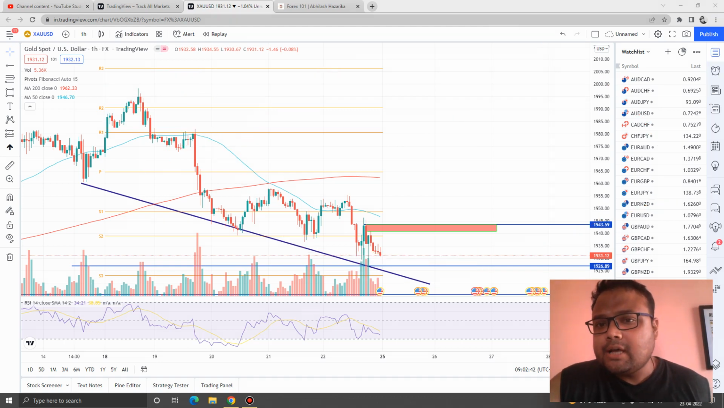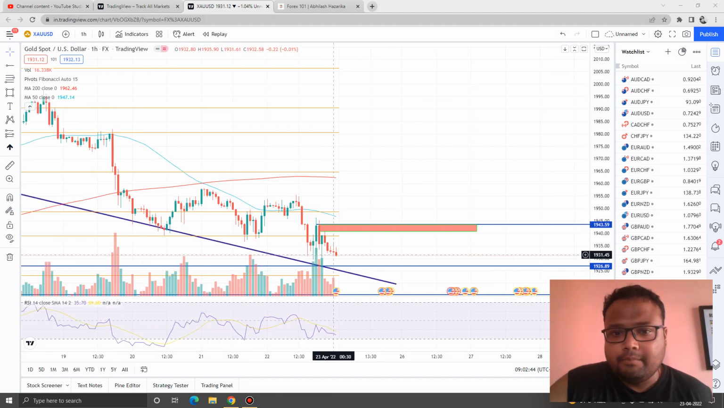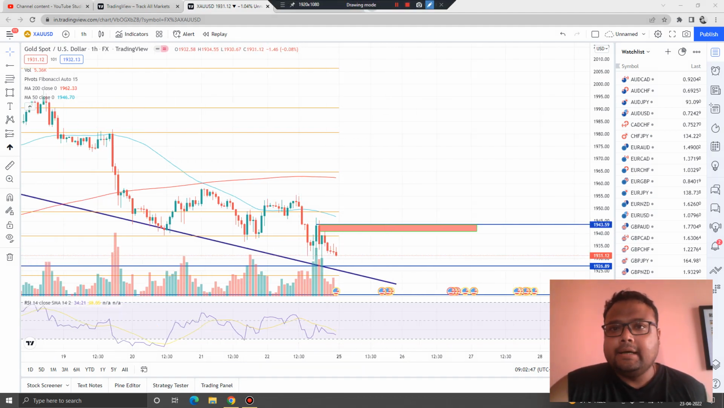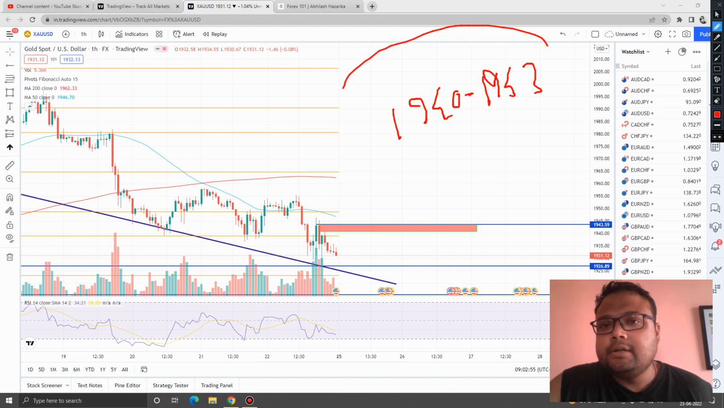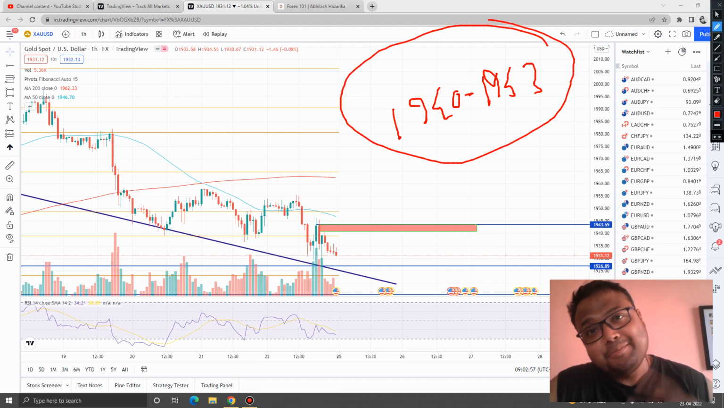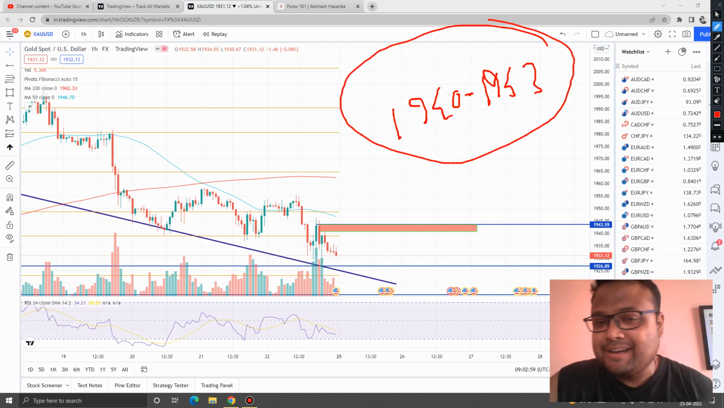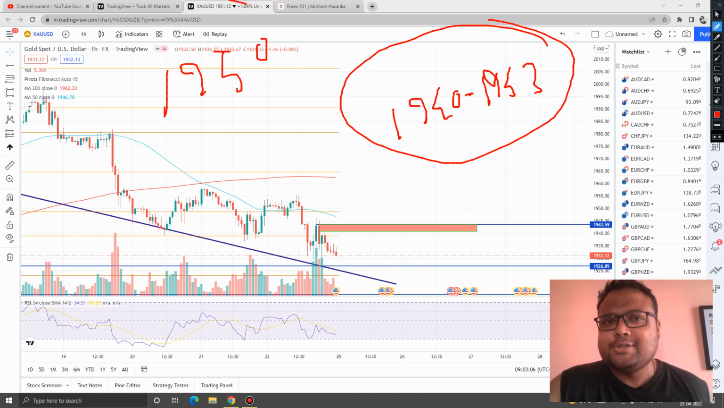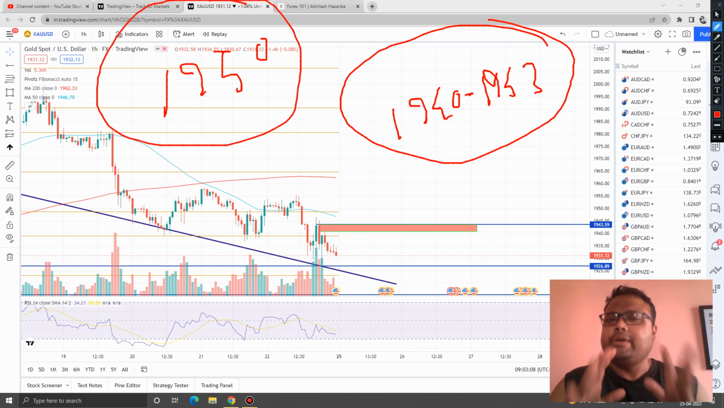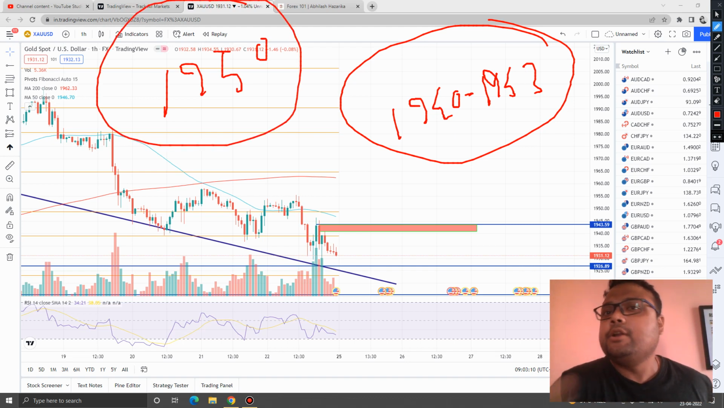And if market goes up from the current market price, from this level here, then 1940 to 1943, this is a resistance zone in the market. Again, I'm using the word resistance zone in the market, because why resistance zone? Yes, obviously we have a resistance around 1950. There is no doubt. We have a resistance zone around 1950 level, no doubt.